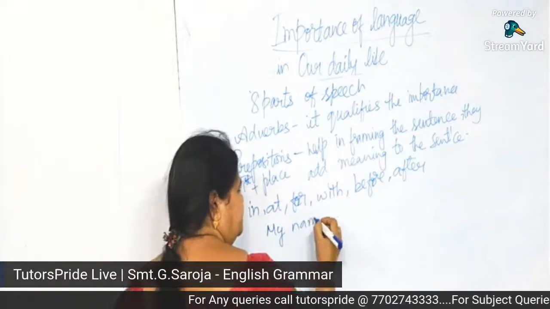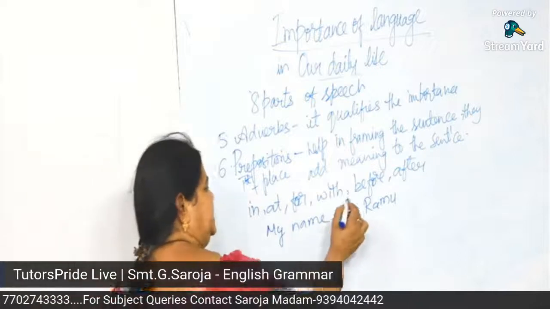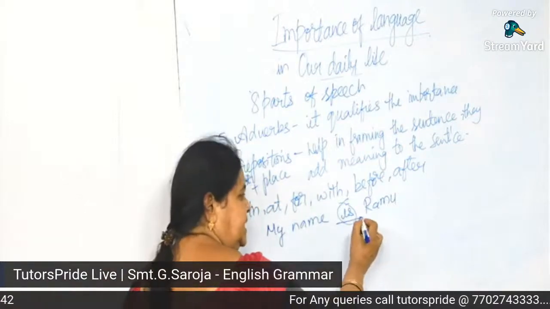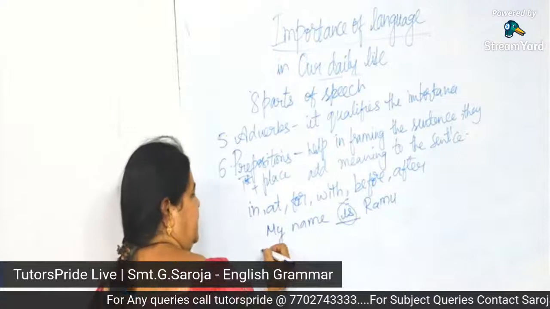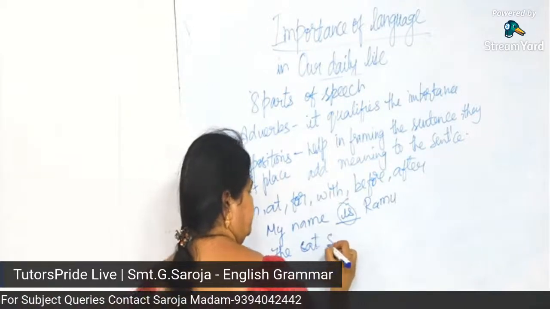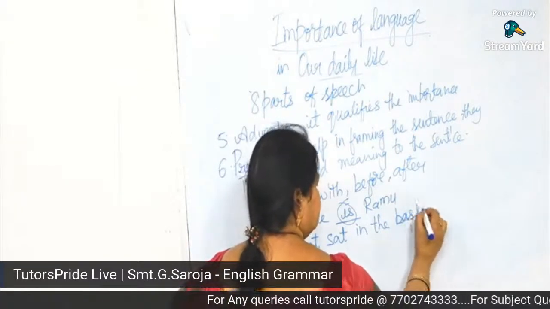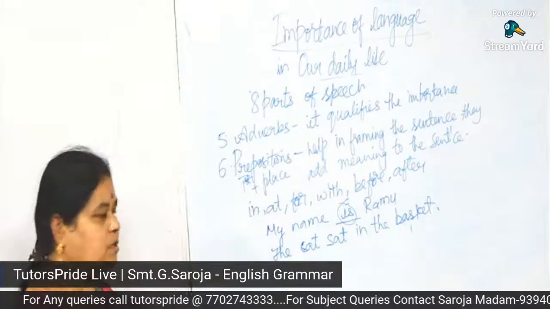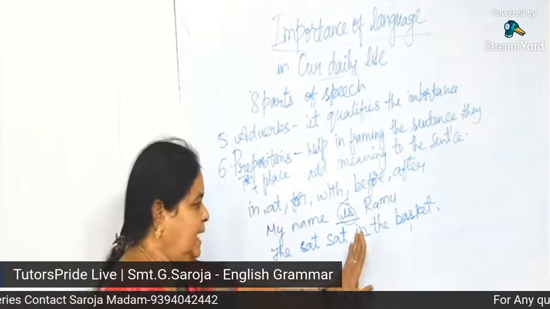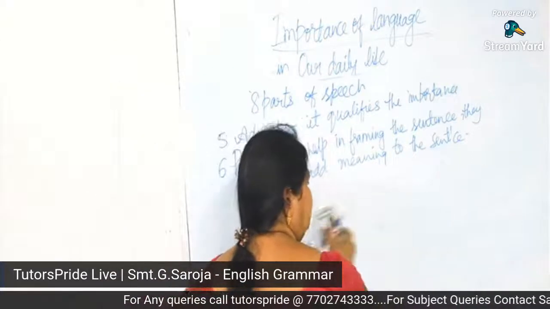My name is Ramu. Now, without adding is, how can we frame the sentence? My name Ramu. There is no meaning to the sentence. So, by adding this is, we make it meaningful. The cat sat in the basket. Now, without the in, we cannot get the meaning. The cat sat the basket. There is no meaning for the sentence. By adding this, we are able to get meaning. Like this, they help sentences get meaning.